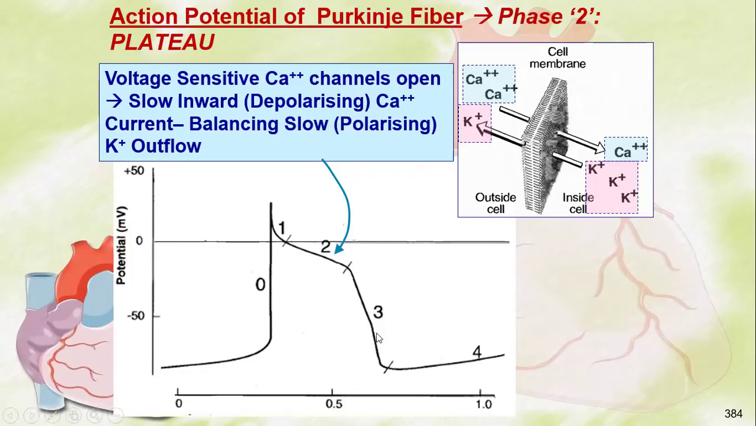Then the next phase is phase three. And I told you one thing: whether it is phase one, two, or three, your potassium channels will remain open. So if potassium remains open, the cell is losing cations because potassium is moving from inside to outside. So the action potential will drop.